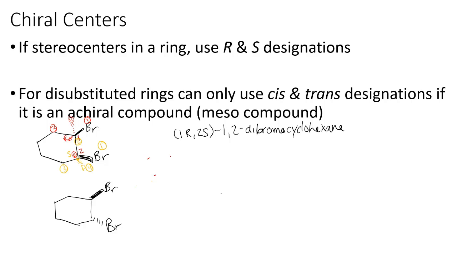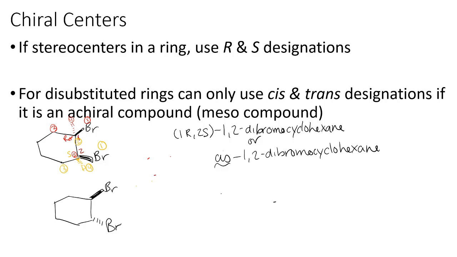But with this structure, hopefully you also recognize that this was one of our meso structures. It is actually achiral. If I numbered it the opposite direction, this would be a 1S, 2R, 1,2-dibromocyclohexane, and it would still be identical to this structure. So another way that we could actually name this is we could name this as cis-1,2-dibromocyclohexane. Because it is a meso compound, we can use that cis-trans terminology in place of the R and S terminology.